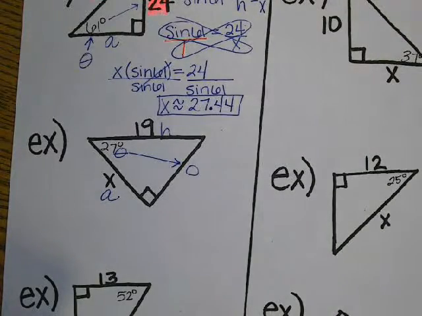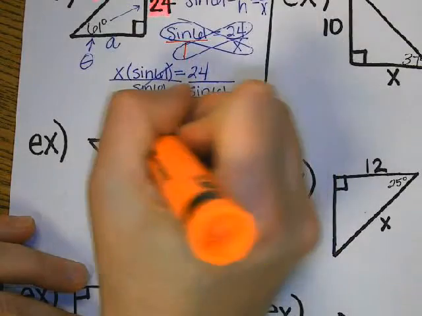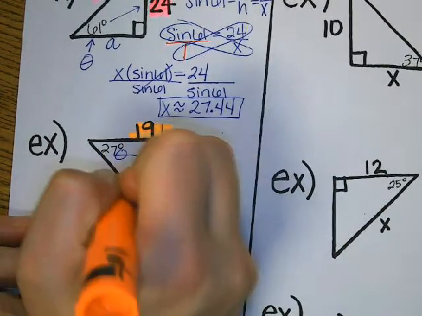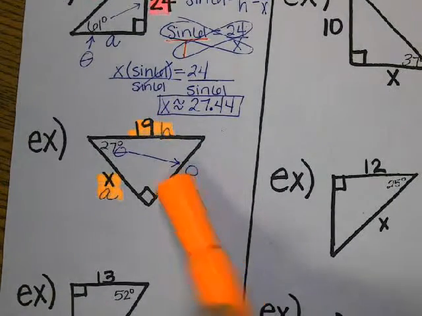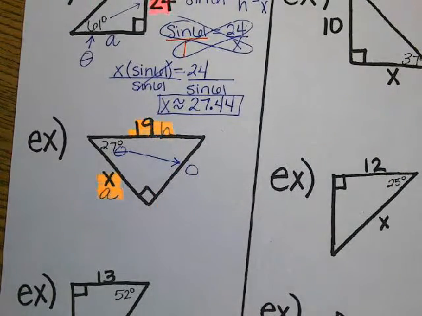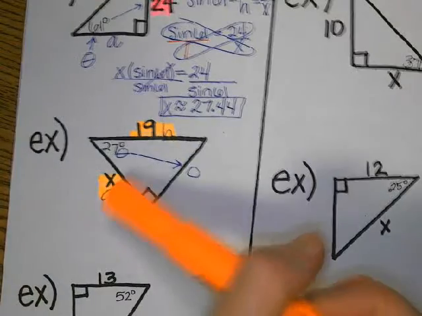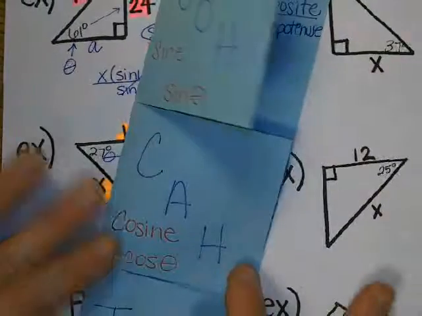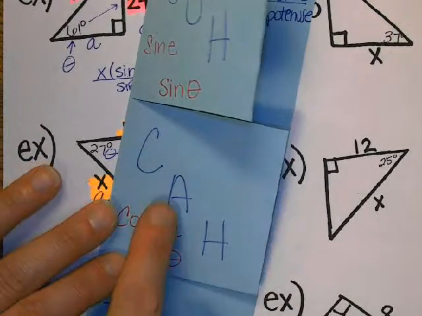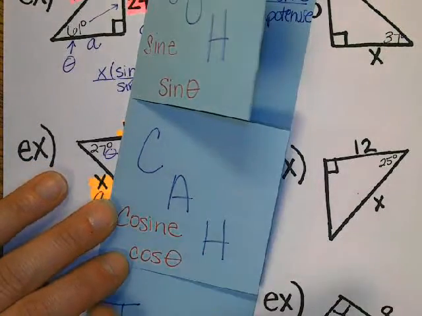So what letters do I have? Well, they gave me H, they gave me 19 as H, and they gave me X for letter A. They didn't give me anything for O, so I'm not going to use O. Okay, so the only letters I'm using are adjacent and hypotenuse. So which one of these three matches that? Cosine, because I have adjacent and hypotenuse.